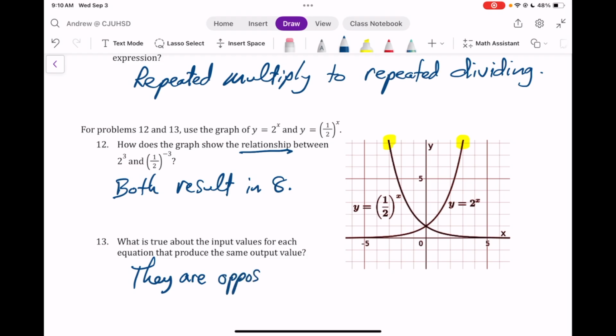You know, I just noticed something here that may be a little bit confusing. It said 2 to the 3 and 1/2 to the negative 3. So 2 to the 3 means to go right 3. And so this is why I went, here's right 3, and I went up to here in my thinking. And the other graph, the one that's coming down or decreasing, it's at negative 3. And I went up here to get that point.